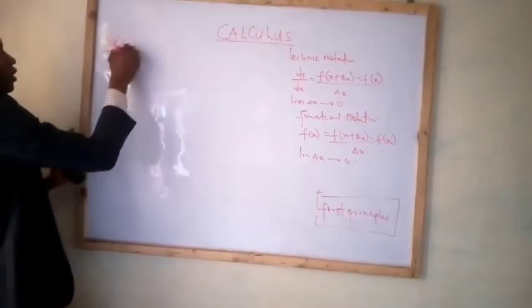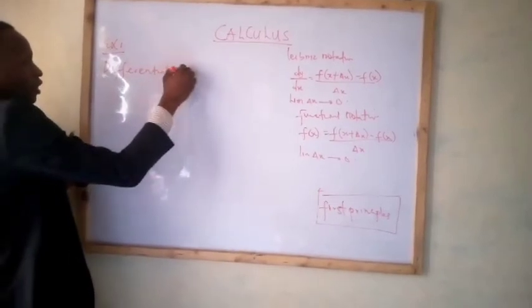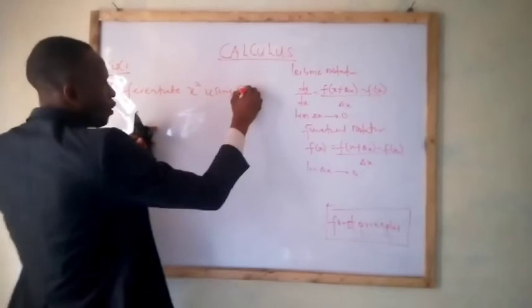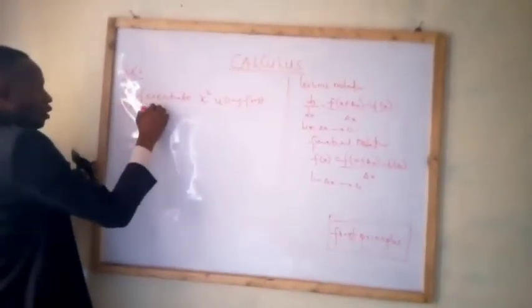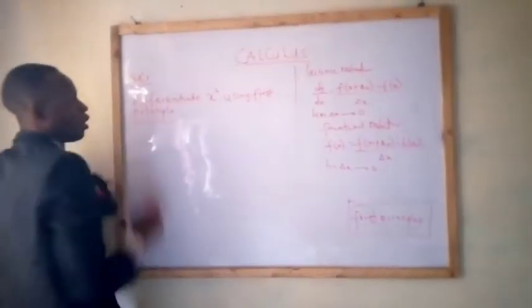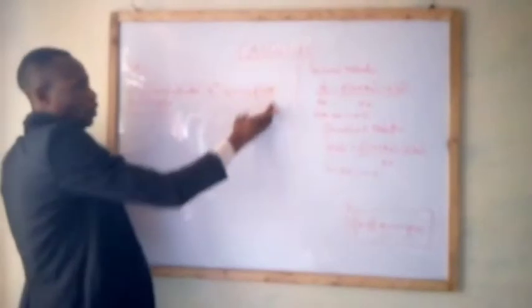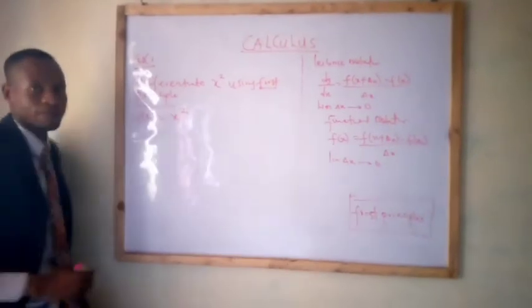Example 1 says differentiate x raised to power 2 using first principle. Okay, using first principle, we are differentiating x raised to power 2. So I can use either this or this. This is my equation, right? I can represent my equation to be f(x). That this function f(x) is actually equal to x squared.